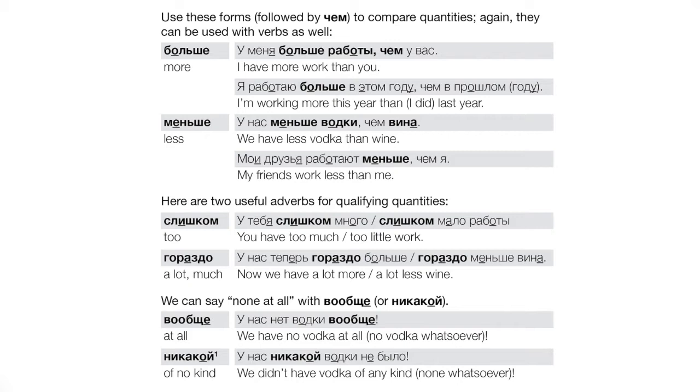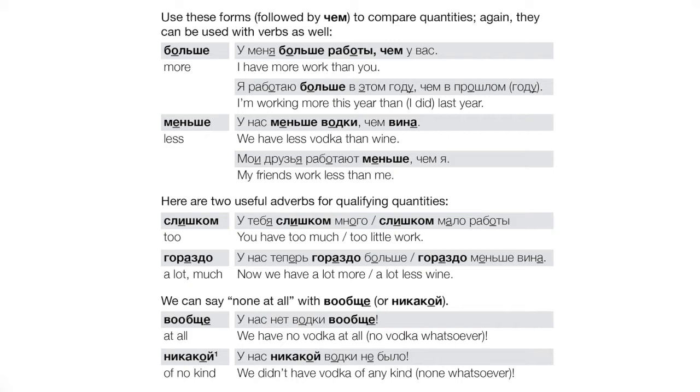Вообще is a word that means something like generally, or here in this negative sense, we could translate it using at all. And we're going to talk a lot more about this word in book 3, by the way. У нас нет водки вообще, right? We have no vodka whatsoever, none at all.